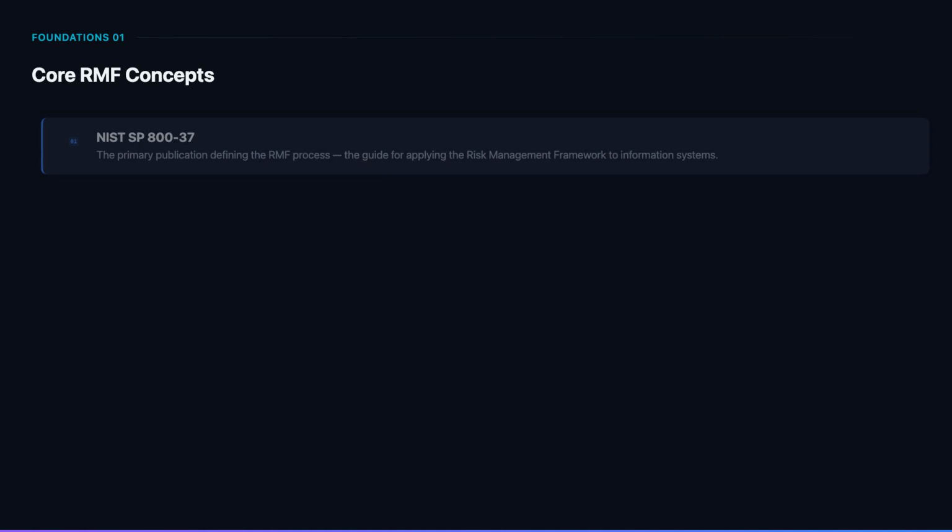Before diving into the 7 steps, here are the core concepts you need to understand. NIST's Special Publication 837 is the primary document that defines the entire RMF process. Now in Revision 2, it outlines the 7 steps, 47 tasks, and the roles and responsibilities involved. This publication is your roadmap for the entire implementation process.